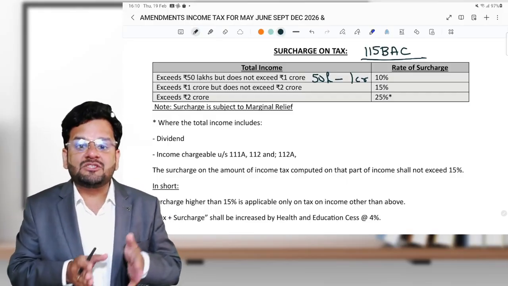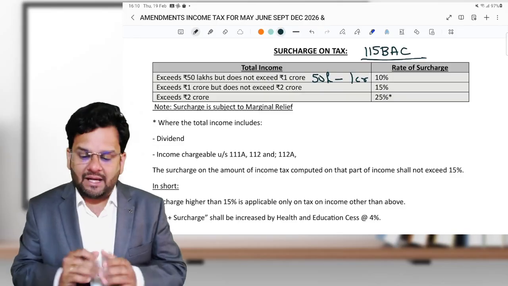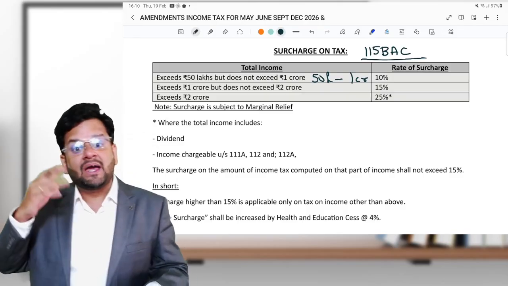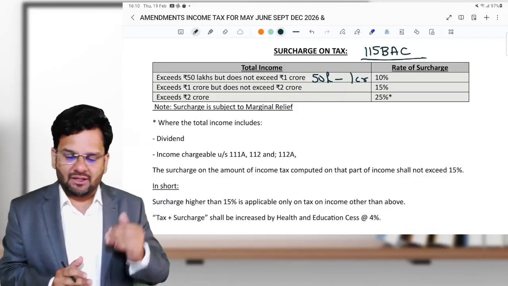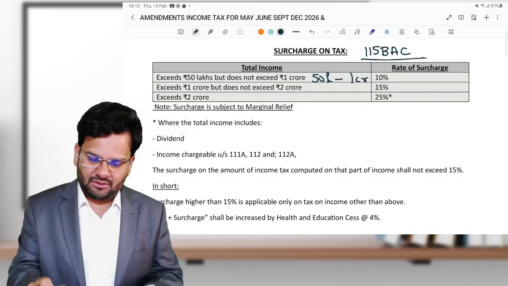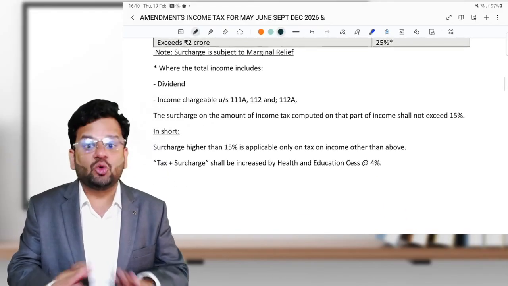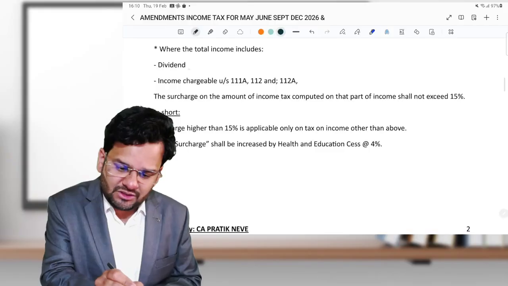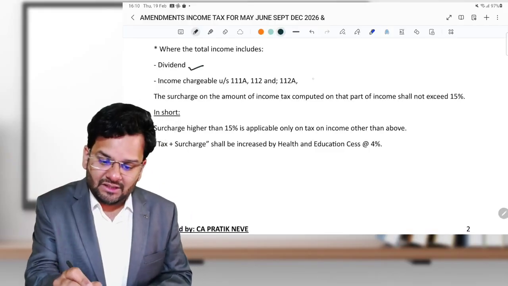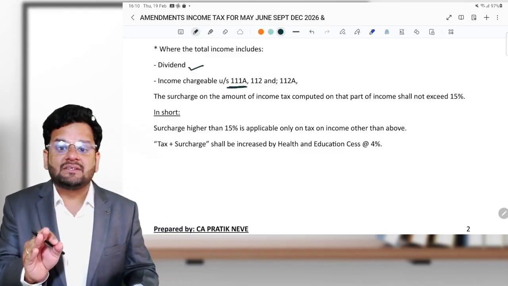If your income is between 1 crore to 2 crore, then it is going to be 15% tax. And if your income exceeds 2 crore, it is going to be 25% tax. Clear? So that's your surcharge. No change here. Okay.